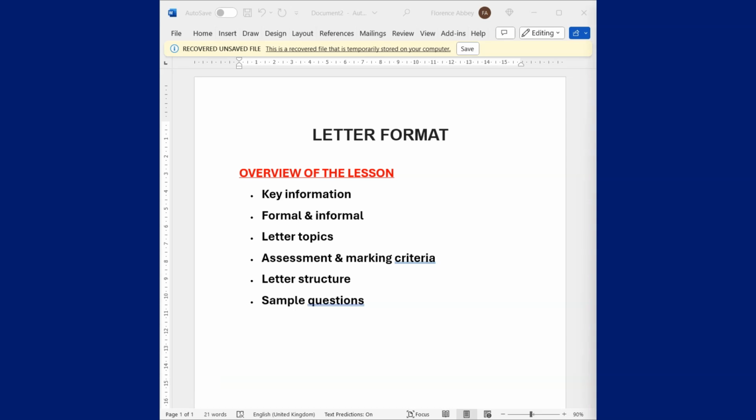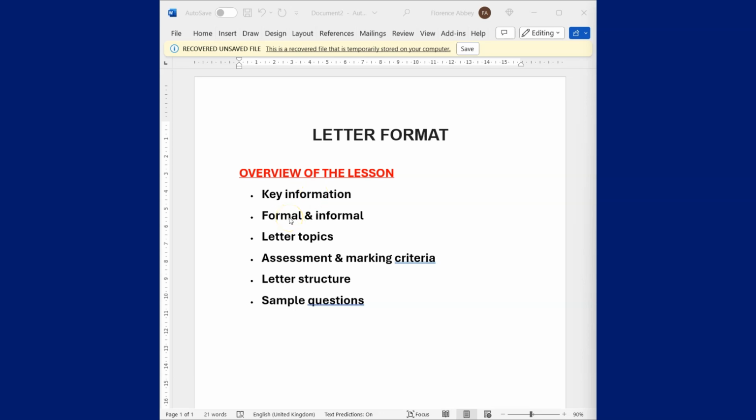This lesson will cover how to understand the letter format, okay? Because for you to get a high score in the Task 1, you need to understand how the question is being framed. So in this lesson, I'm going to cover just the basic information that you need to know, okay? So we will revisit the key information when it comes to the Writing Task 1.